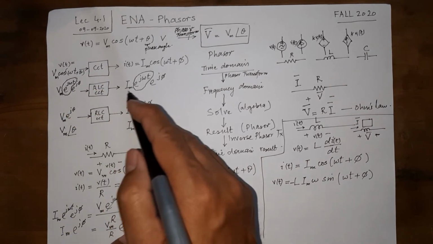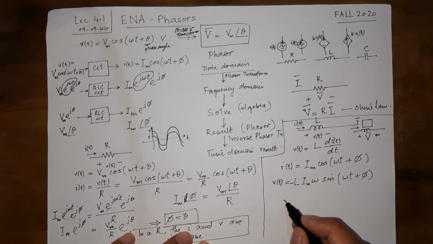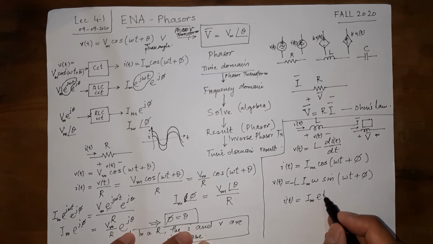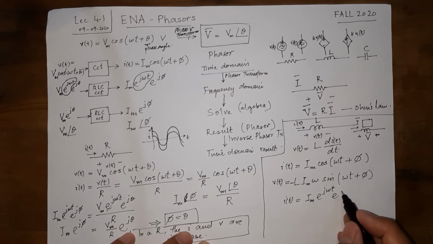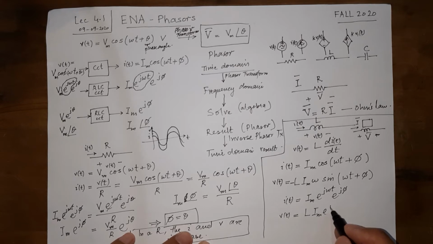So we have already found this out, that if the input can be written as a complex number Im e raised to j omega t e raised to j phi, then the voltage would be L Im e raised to j phi as is. Why? Because the derivative is with respect to t, and here we are going to get j omega and then e raised to the power j omega t. So if this is the current, this will be the voltage across the inductor.